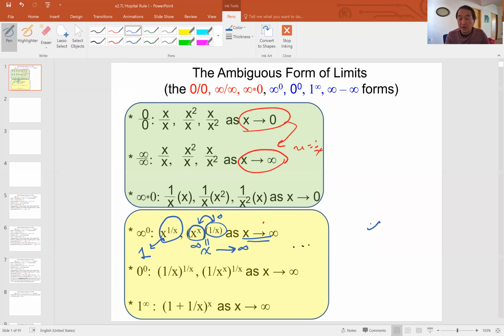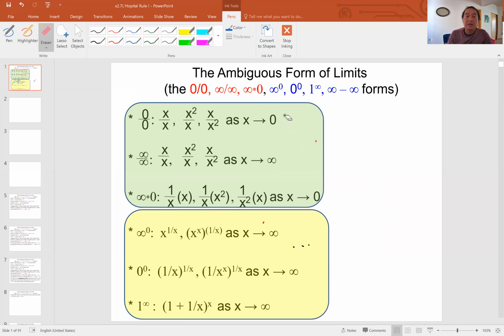So just because I recognize that as x goes to infinity the base becomes infinity and the power becomes 0, taking roots, I really couldn't tell what's happening to the limit. So this is another type of ambiguous problem. So there are basically 2 types. In this section, we're going to do the top one, and in the next section we'll do the bottom ones.